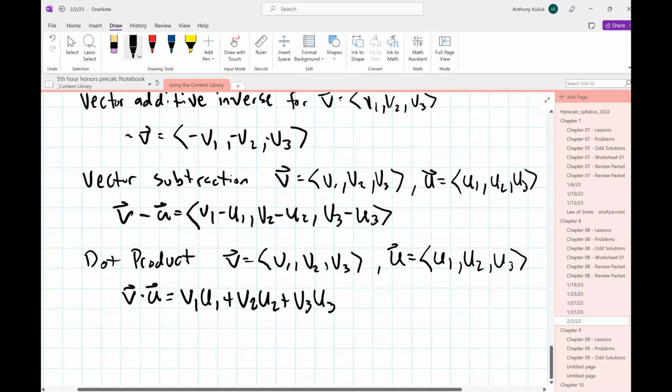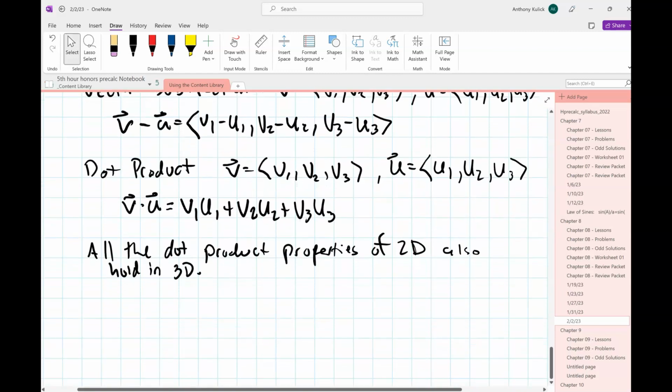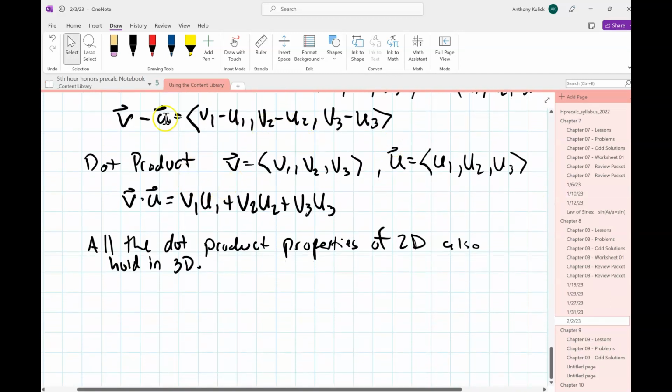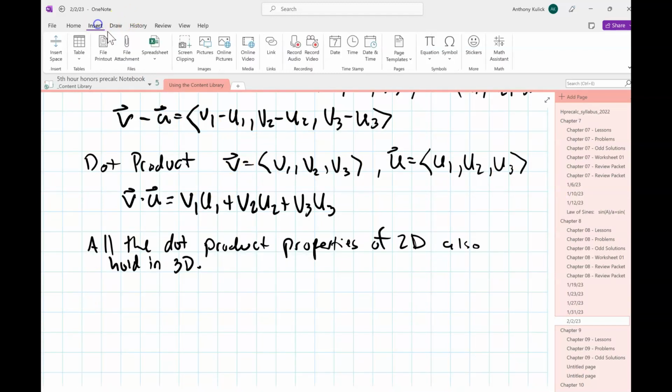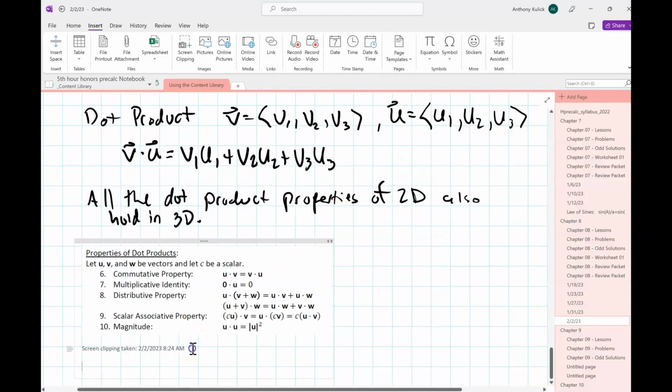And because of this, because it's really the same process, all of our properties of dot products from 2 dimensions still hold in 3 dimensions. So again, if you didn't remember what those were, because you probably don't, since it's been a couple of days since we talked about this, those were the list of properties again.